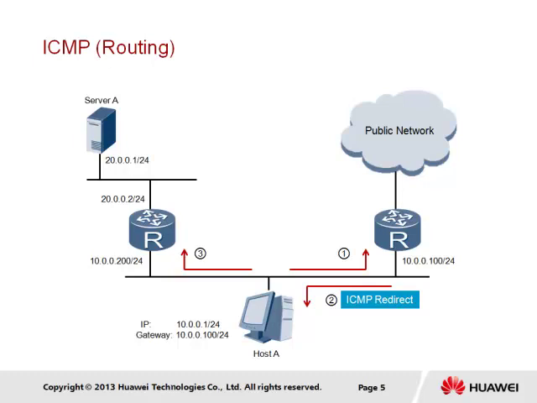10.0.0.200. The original IP packet sent by host A to the default gateway is forwarded by the default gateway to gateway 10.0.0.200 for the intended destination of server A. Ultimately, through this ICMP message, packets are rerouted to an alternate gateway for optimal packet forwarding.